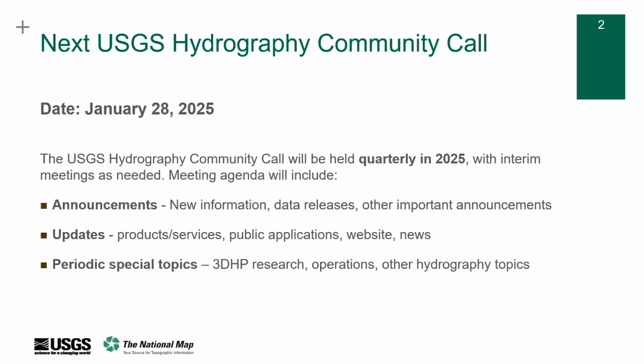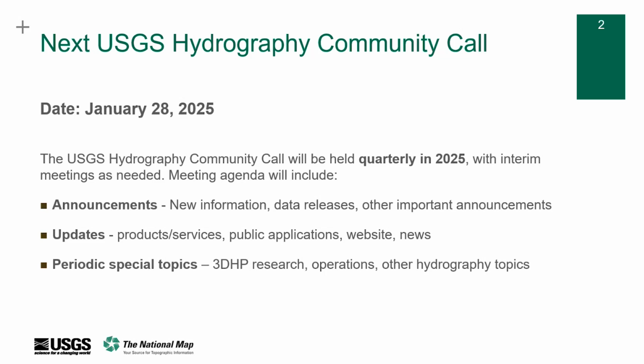Our next call we're planning for January 28, 2025. And this will be a change in how we are presenting the hydrography community calls. In the past, we've had them generally monthly with some combined meetings and some skipped meetings. We are planning to hold the USGS hydrography community call quarterly in 2025 with interim meetings as needed.